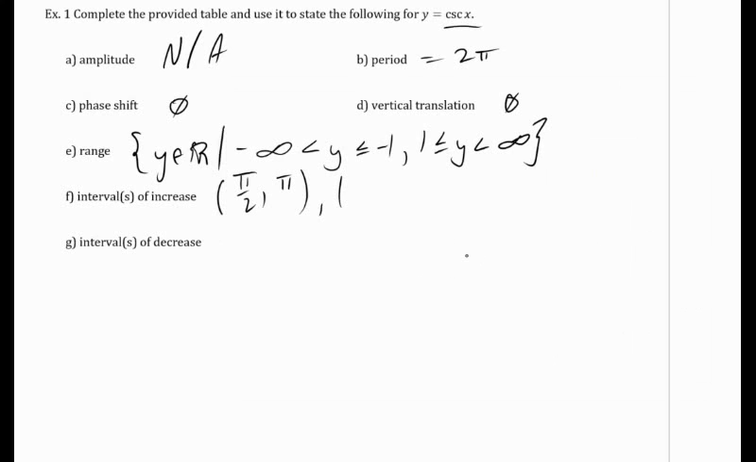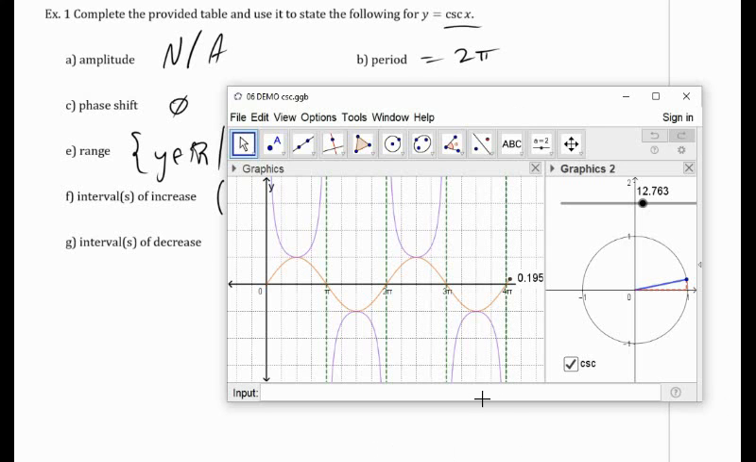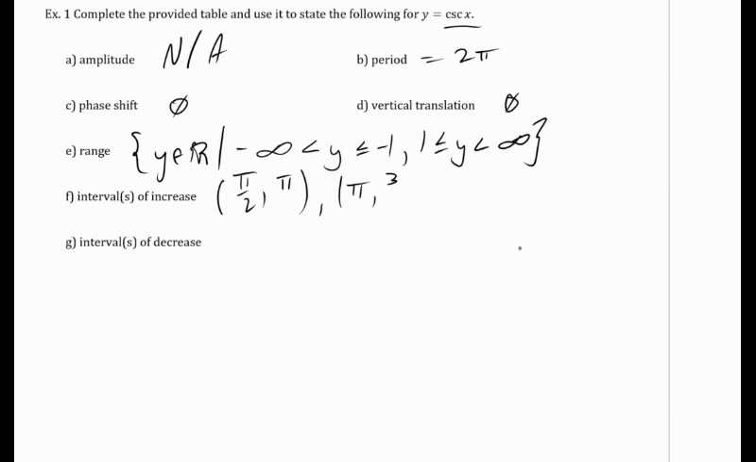And then still from pi to 3 pi by 2, where it stops increasing. Now, some people might say, why do I have to write it twice? Couldn't I just do from pi by 2 to 3 pi by 2? That would include the value of pi, and it's not increasing at pi because it doesn't exist. You have to write it as 2 intervals. Okay?